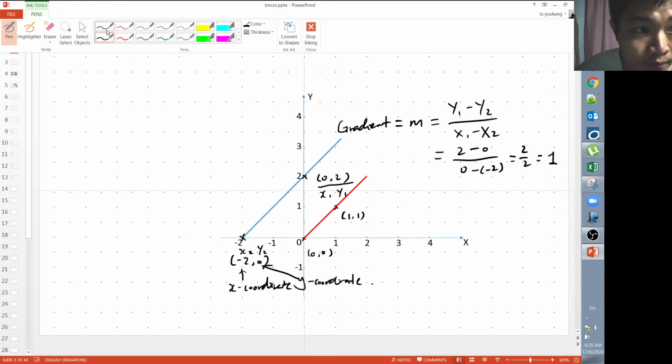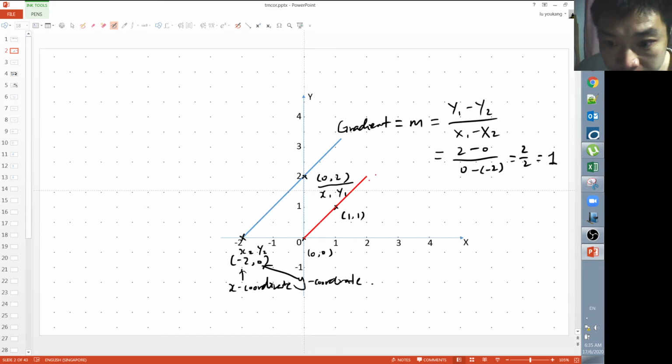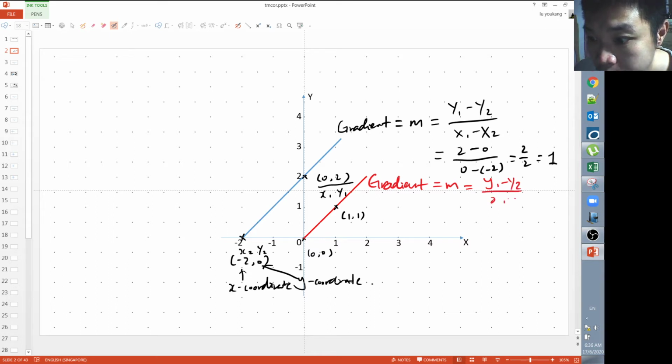So let's figure out the gradient of this red straight line here. Similarly, you use the formula y1 minus y2 over x1 minus x2. The y1 here is 1 and y2 is 0. x1 is 1 and then x2 is 0. So what you have is a gradient of 1.